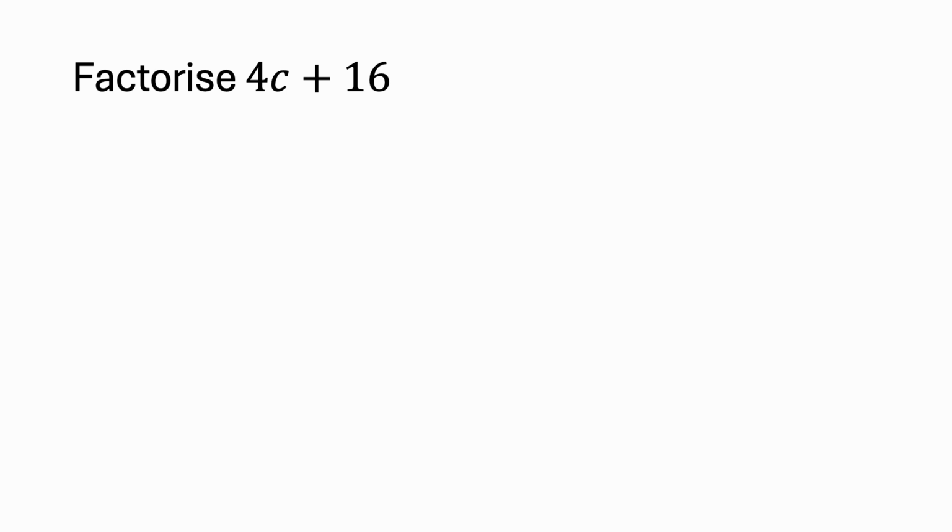Okay, let's look at this one here. Factorise 4c plus 16. The highest common factor between 4c and 16 is going to be 4. Opening brackets, 4 times by what makes 4c? That's c. And 4 times by what makes 16? And that's positive 4.